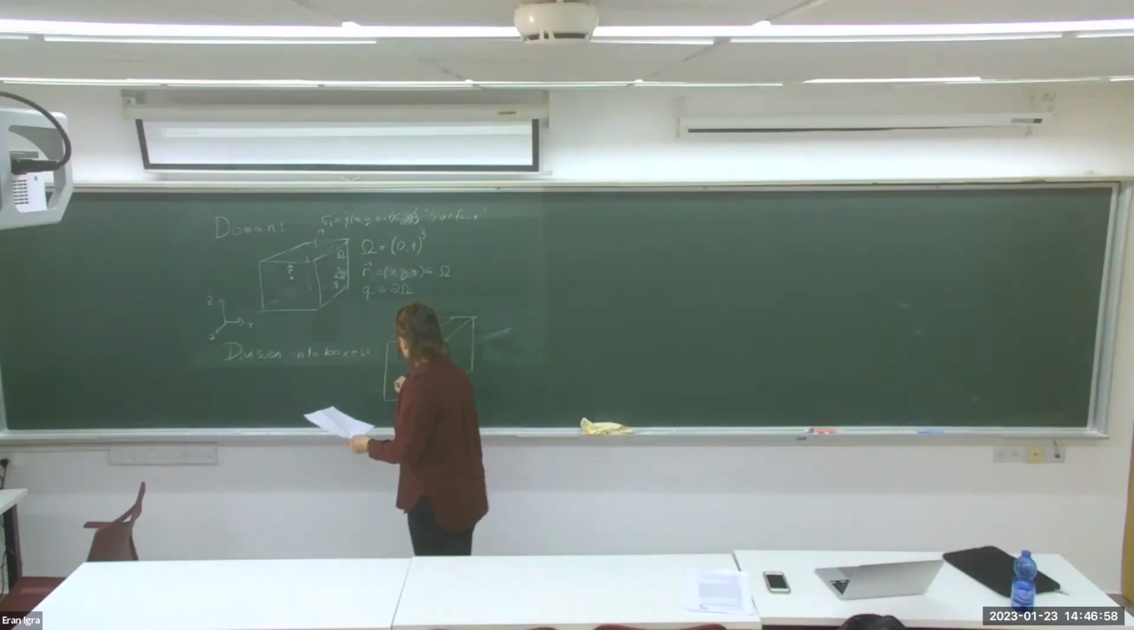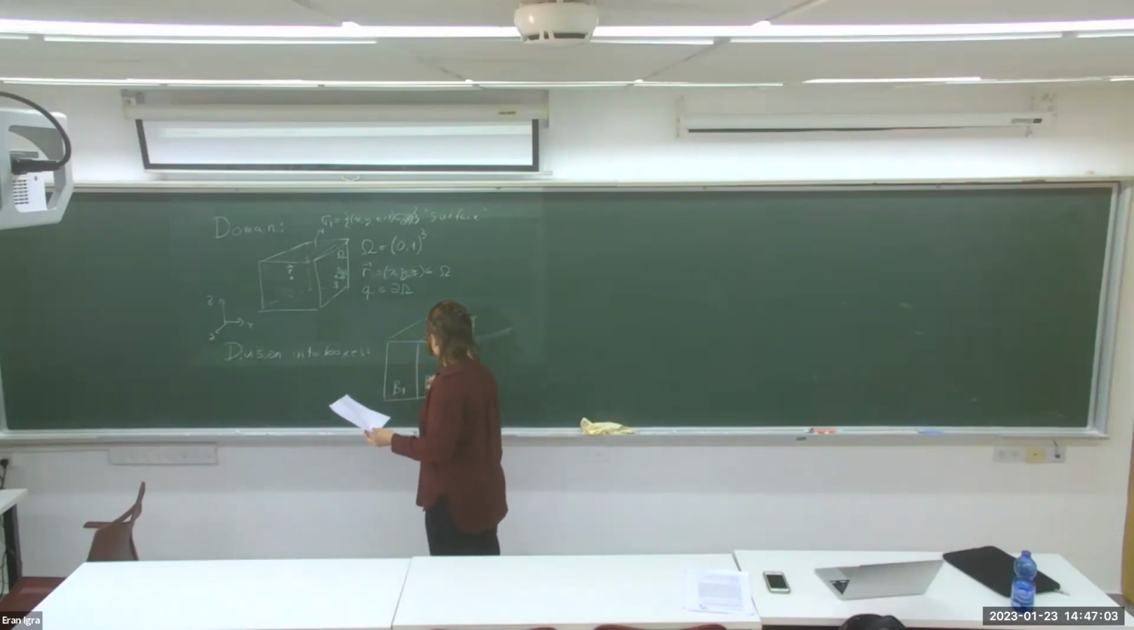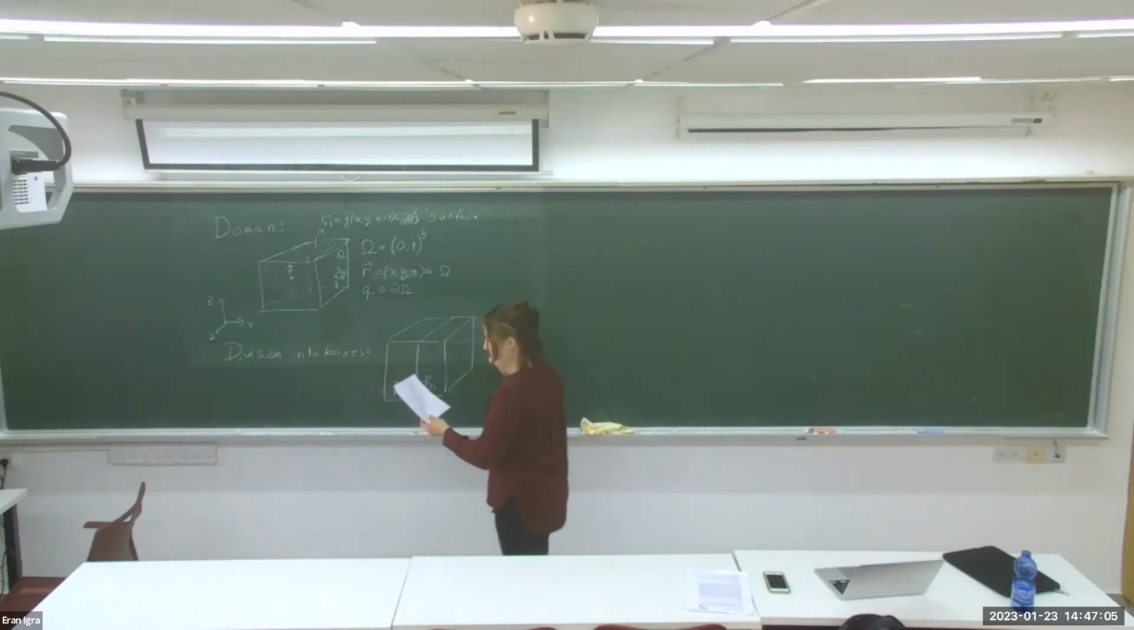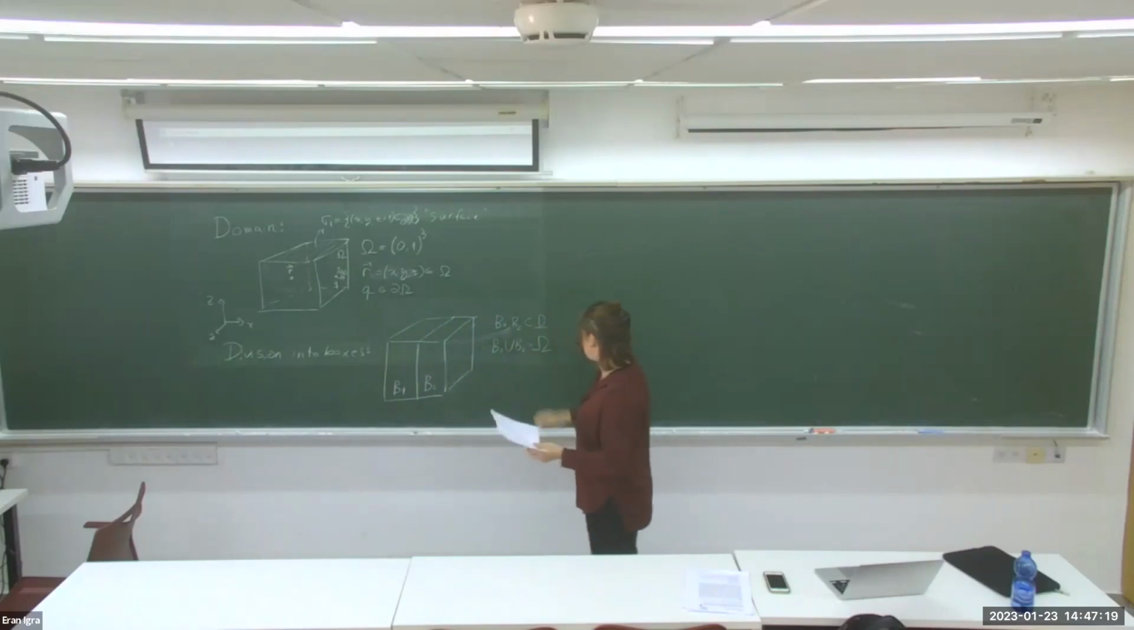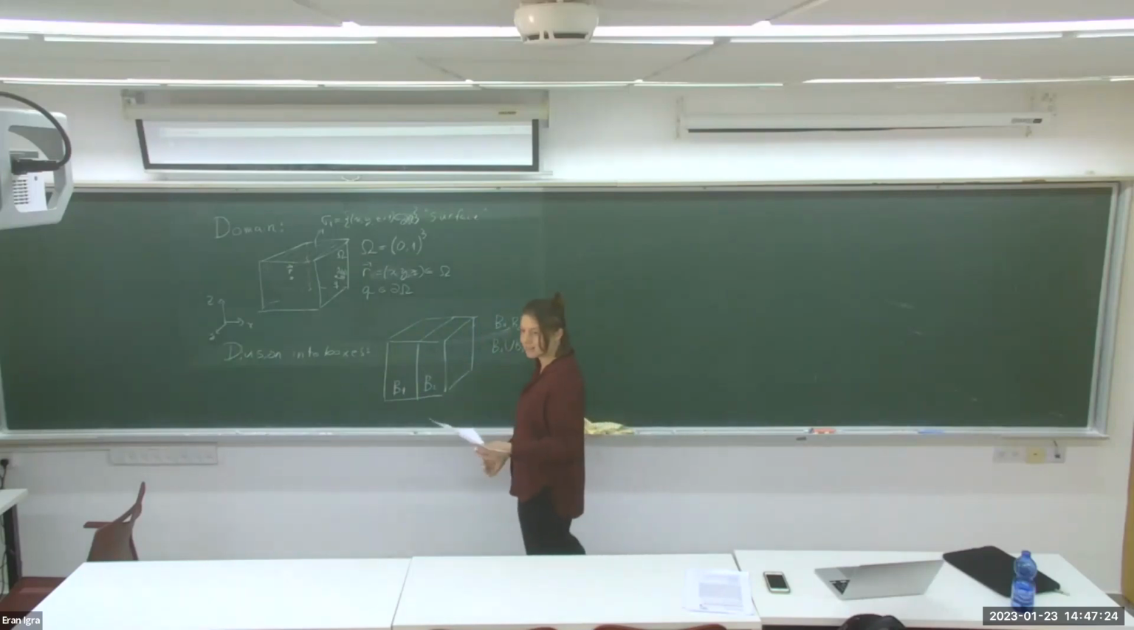Very simply, we just put some division inside of our box, and we call the two parts V1 and V2, such that V1 and V2 are disjoint, and their union is omega. It didn't have to be this way. We could have them smaller than omega. We could divide it into more boxes.